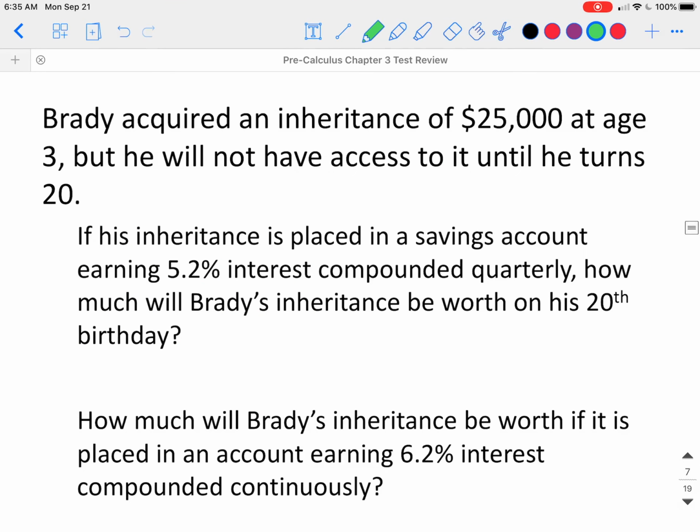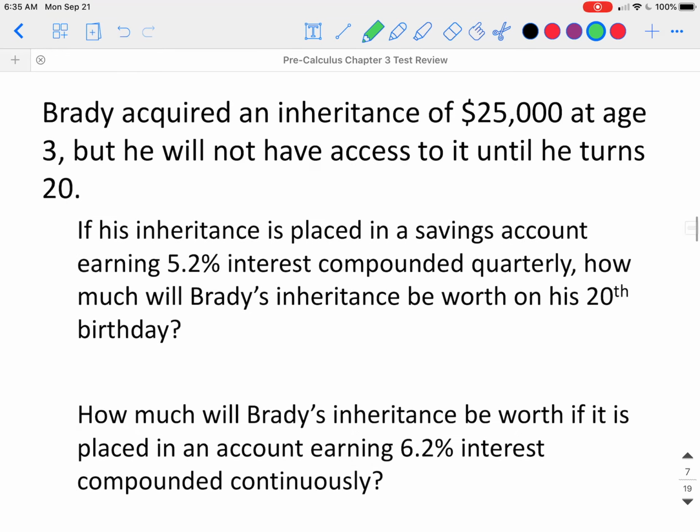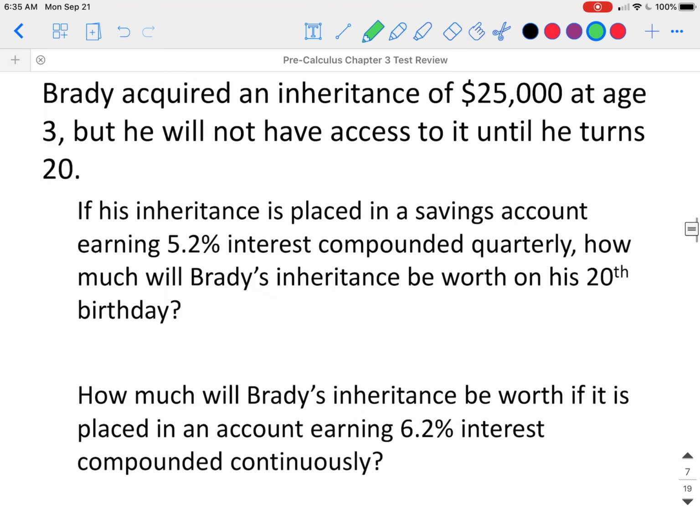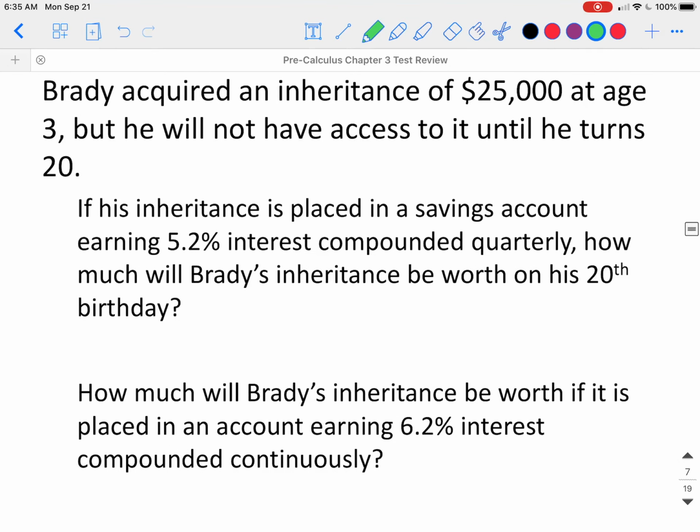Brody acquired an inheritance of $25,000 at age 3, but he will not have access until he turns 20. If his inheritance is placed in a savings account earning 5.2% interest compounded quarterly, how much will Brady's inheritance be worth on his 25th birthday? So our initial amount, our P value, is $25,000.